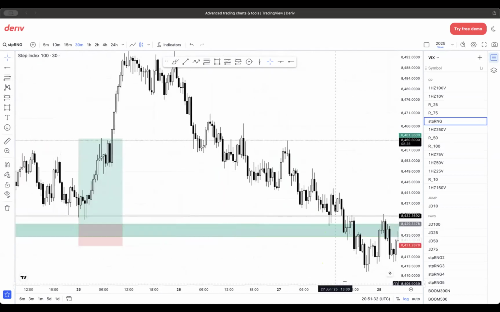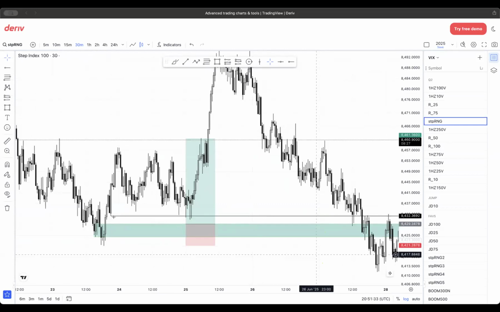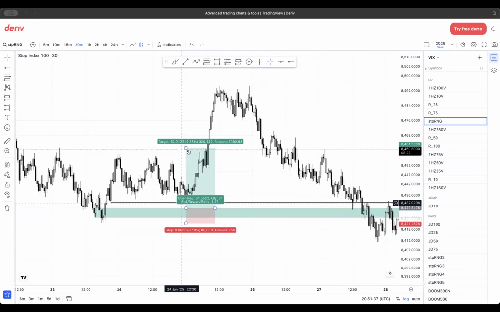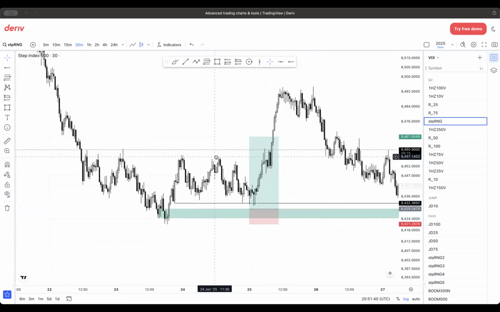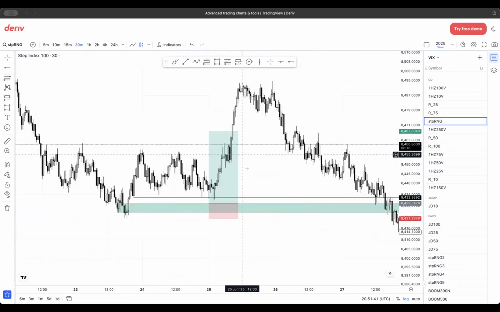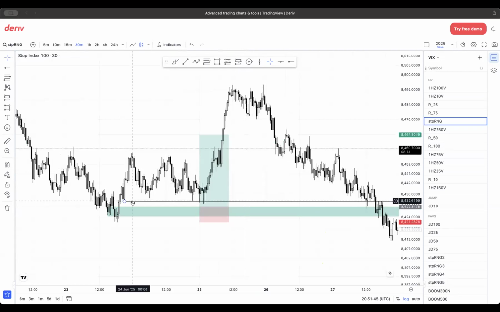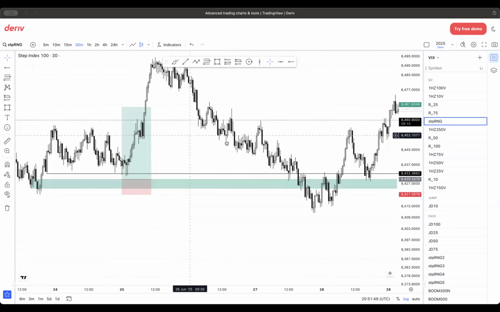So I had this setup. Price came, took out structural liquidity, and boom, to the upside. You guys can see that. I think my TP was somewhere around here. Yeah, 1:4. So price came, just took out structural liquidity, ignored my QML, and went to the upside.